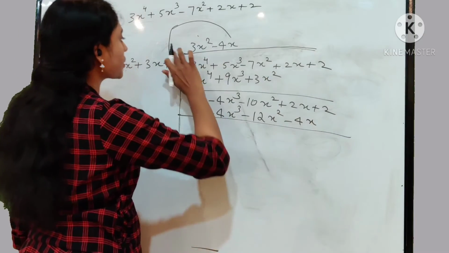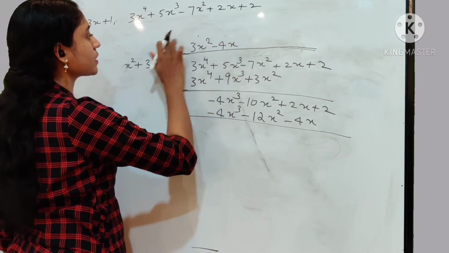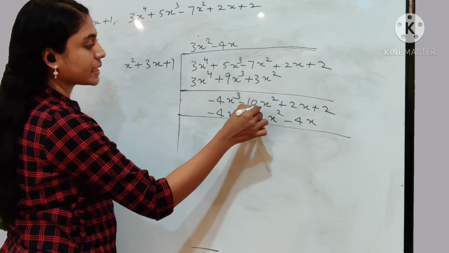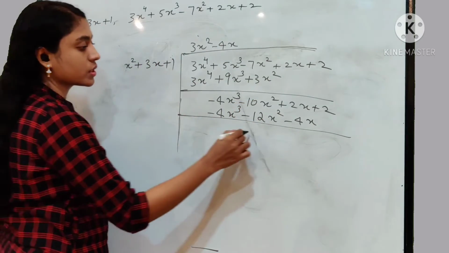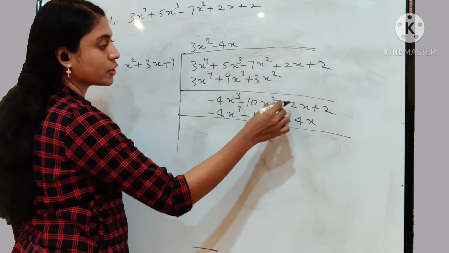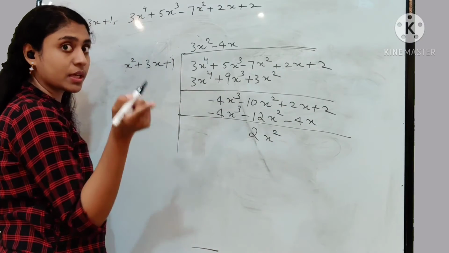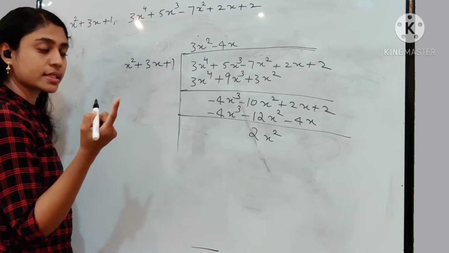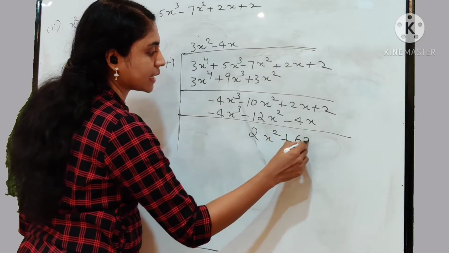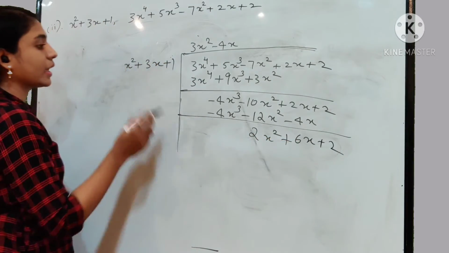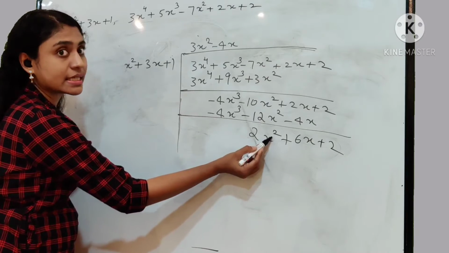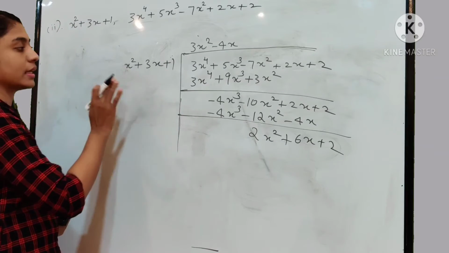Now perform subtraction. What is the result? Here minus 10 plus 12. So it is 2x square. Then 2x plus, minus minus becomes plus. So 2x plus 4x, it is 6x. Plus 6x plus 2. Now again we can perform division because here the degree is x square, here also the degree is x square, the degrees are equal.